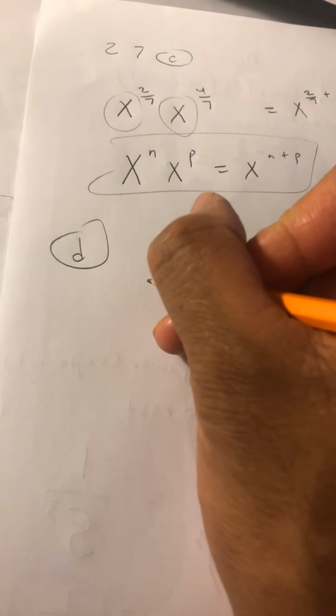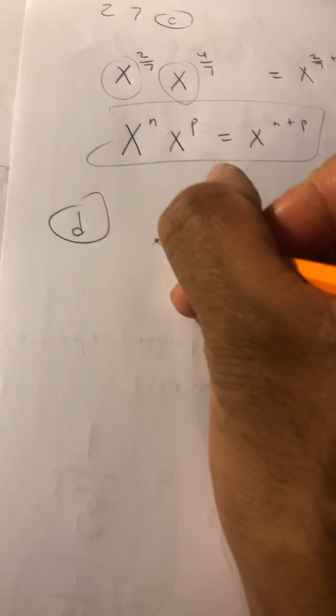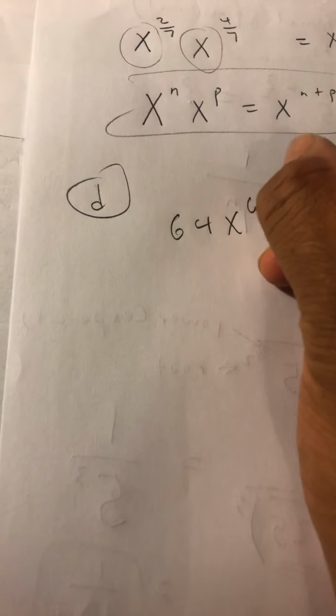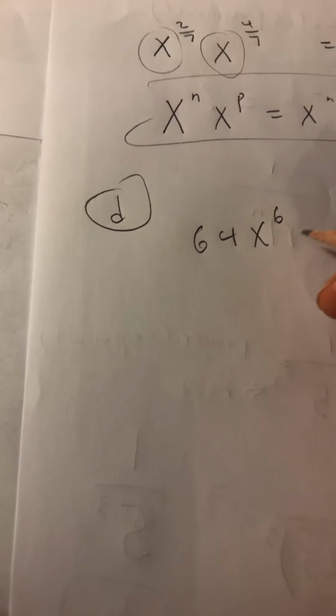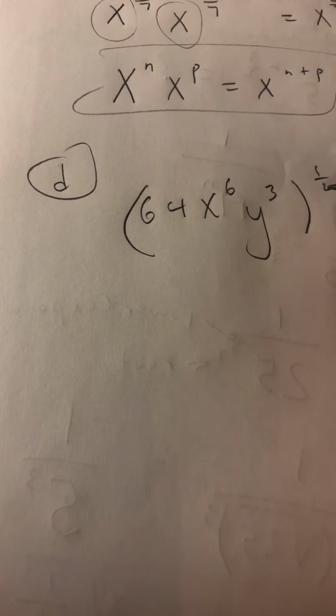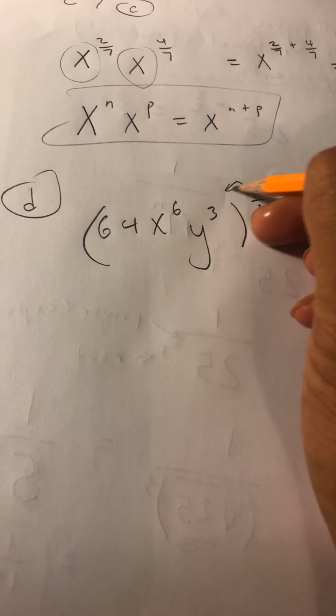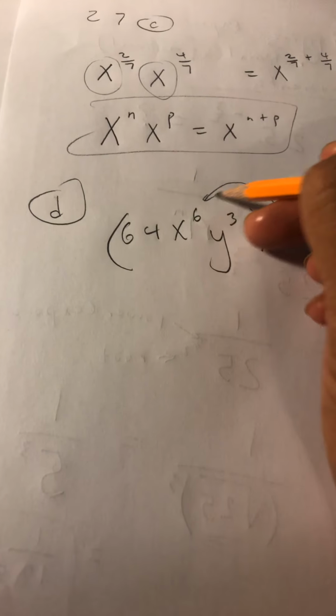And we will also look at D. So 27 part D says we have 64 x to the 6th y cubed, and I want to take 1/2. So I'm going to use what we did before. We're going to use the distributive property of exponents, right? You're going to multiply all the exponents by 1/2.